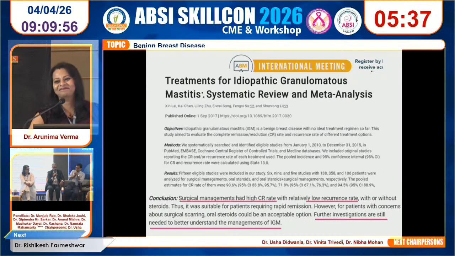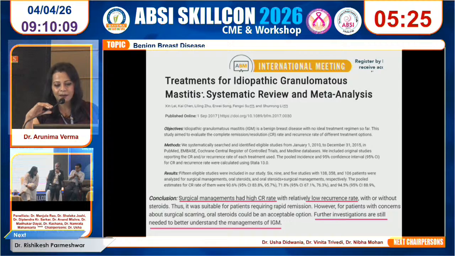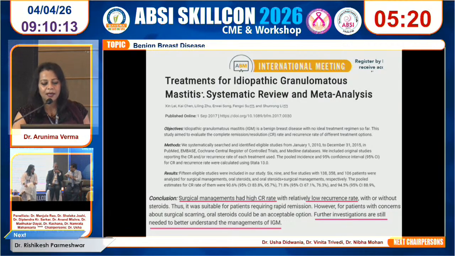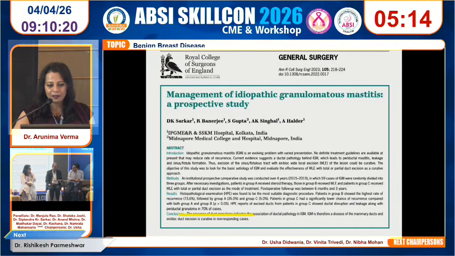Now, I also use intralesional steroids, and the surgery is the last resort, and that I totally agree, and I also do total lump excision with the duct excision. So we have the best of these. 2 systematic reviews and meta-analyses, I have already shown Dr. Sarkar's, and this is another one. And it says that surgical management has high cure rate and low recurrence rate, but further investigation is still suggested.